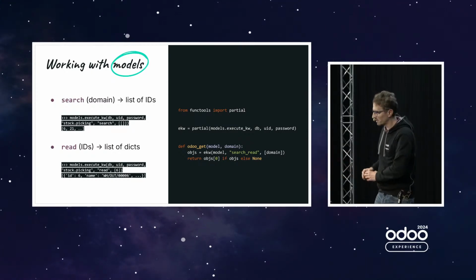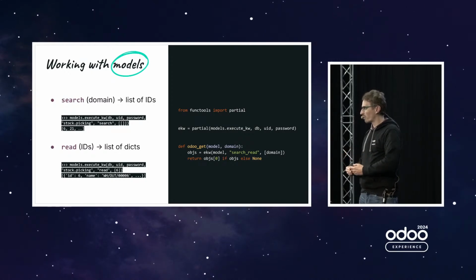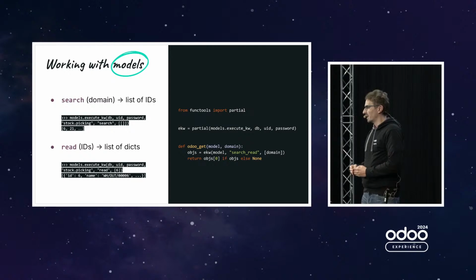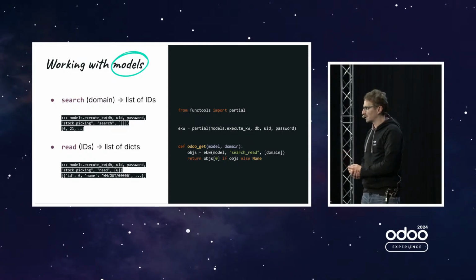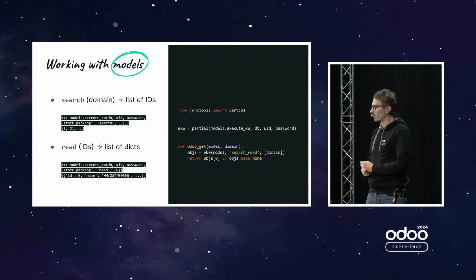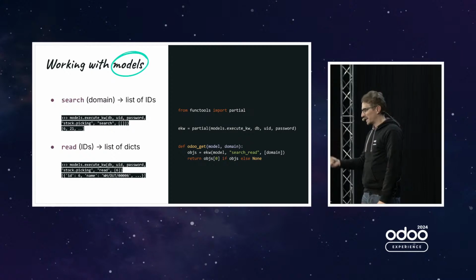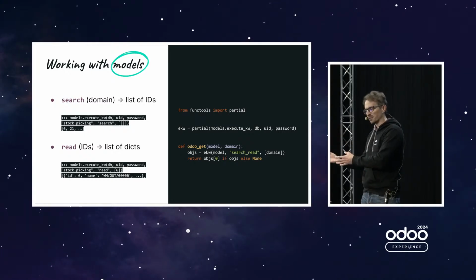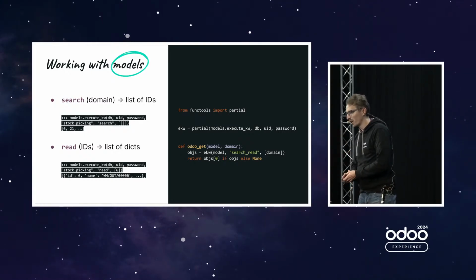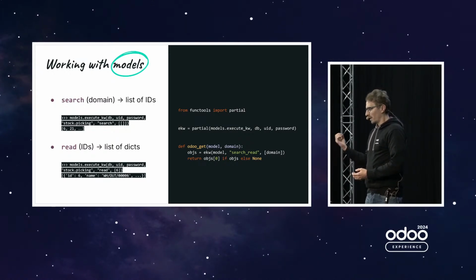And you can see there is a bit of repetitive stuff here, so I suggest while you are working with Odoo RPC to create a few helper methods, some utils. For the purpose of this presentation, I will be creating a partial called ekw, which basically will call models execute_kw with database, username, password, because that always has to be there. And I'm also creating a method odoo_get that will take a model and domain and will return the first object matching that domain.